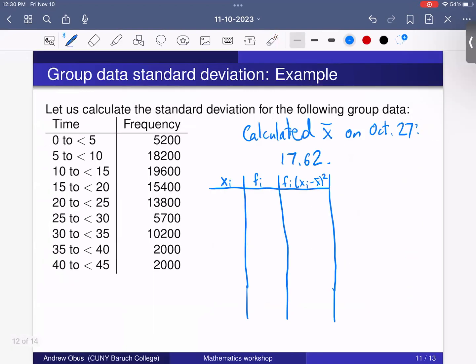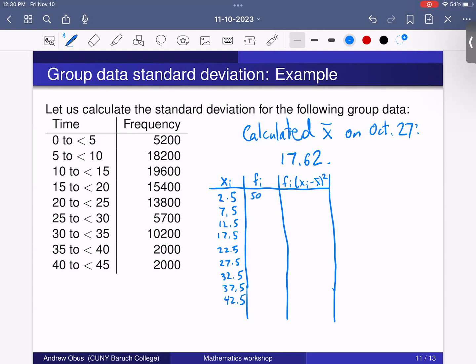So in this case, our midpoints are easy. We calculated these already. For the midpoint, we just take the two endpoints and we take their average. So the classes are 0 to 5, 5 to 10, and so on. So we just go 0 plus 5 divided by 2, that's 2.5. So we've done this already. Our midpoints are going to be 2.5, 7.5, 12.5, 17.5, 22.5, 27.5, 32.5, 37.5, and 42.5.